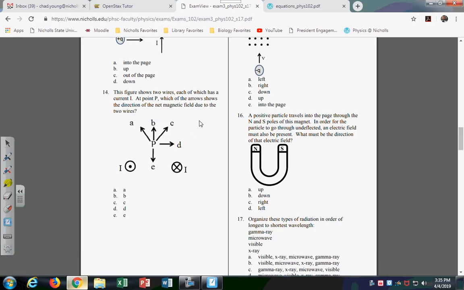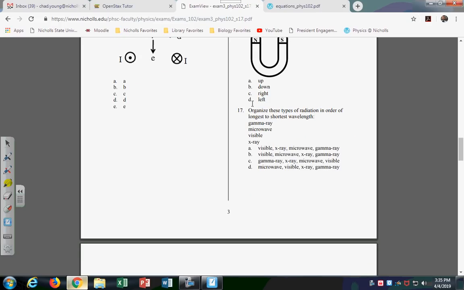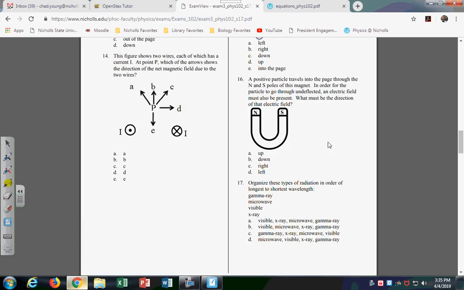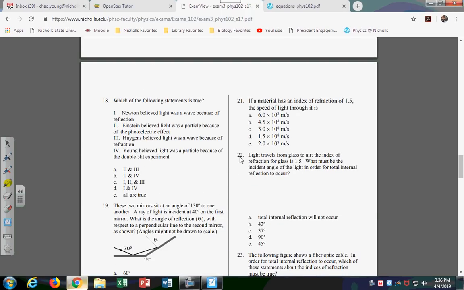This is the right-hand rule. That's our third application. Electromagnetic spectrum. Magnetic fields run north to south. And then light stuff here.